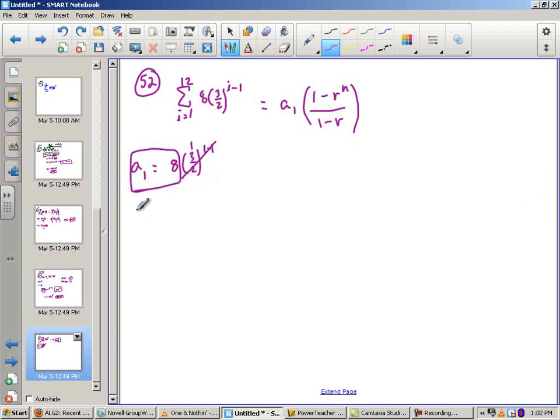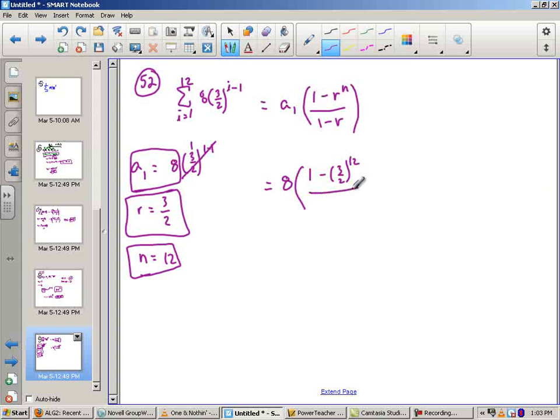The next thing I need to know is, what's r? Well, r is always the value that gets the exponent. Notice that 3 halves here is what we're using our exponent on, so that should be our value for r. And the last thing we need to know is, what's n? Well, I start at 1 and I work my way up to 12. That tells me there are going to be 12 different values that I'm trying to add. Now I can use this formula. So I'll start with 8 times parentheses 1 minus 3 halves to the 12th over 1 minus 3 halves.